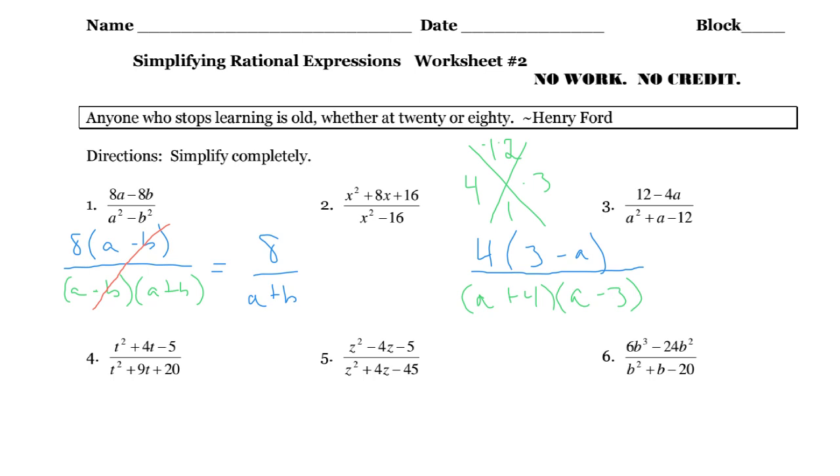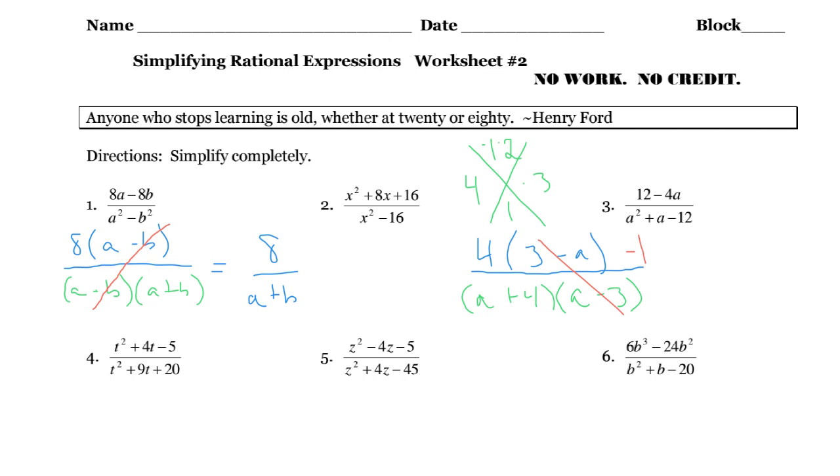I don't see any factors that match now that we factored. I see a 4, I see a 3 minus a, I see an a plus 4 and an a minus 3. Don't think that the 3's and the 4's all cancel here. They don't. But take a closer look at 3 minus a and a minus 3. How could you describe those? Those are opposites. So 3 minus a and a minus 3 will cancel, but they'll leave behind a -1.